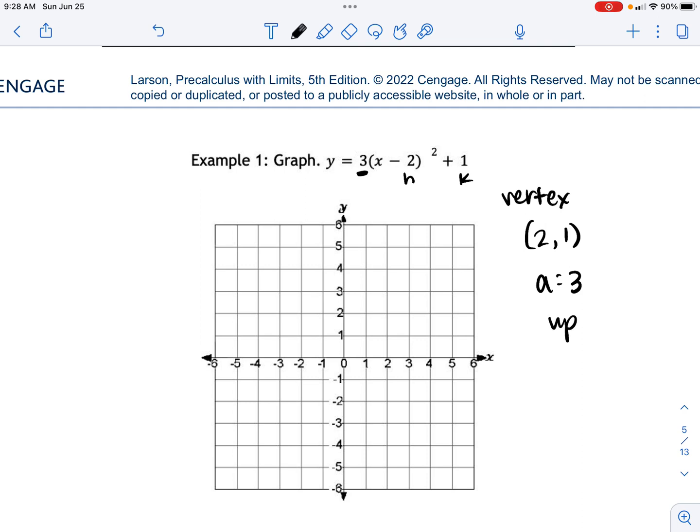So I'll start with my vertex. I'm going to graph this. It is over 2, up 1. That's my vertex. And then it's opening up. To get my points accurately going up, I'm going to look at a vertical stretch of 3. So from my vertex, I'll go over 1, up 3. Back to my vertex, I go back 1, up 3. It gives me that symmetry about the vertex.